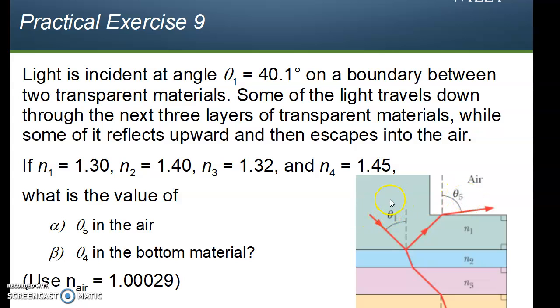So the refractive index of this medium is 1.30. Refractive index here is 1.40. Here it is 1.32. This is 1.45. And this one right here is, of course, the refractive index for air, which is always 1. So what's the value of theta 5 right here back into air? And what is this angle right here? Oh, they want you to use air as 1.00029. I don't know why they want to have 5 significant figures here when you've only got 3 up here, but we'll accommodate them.